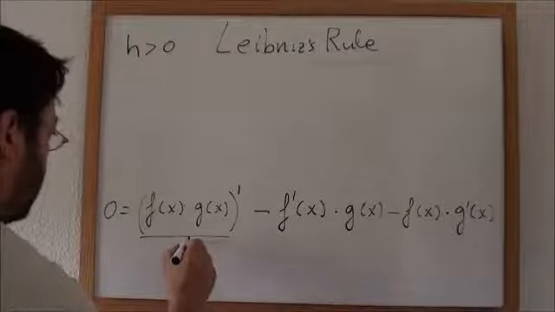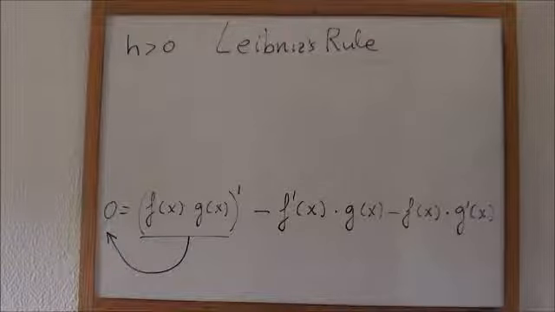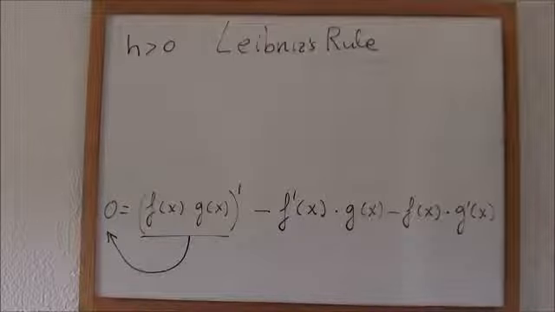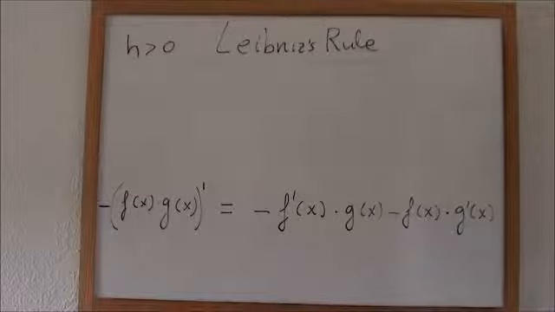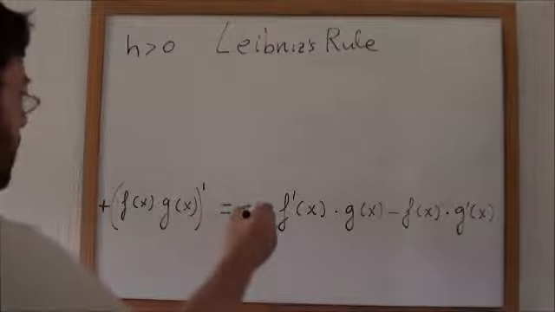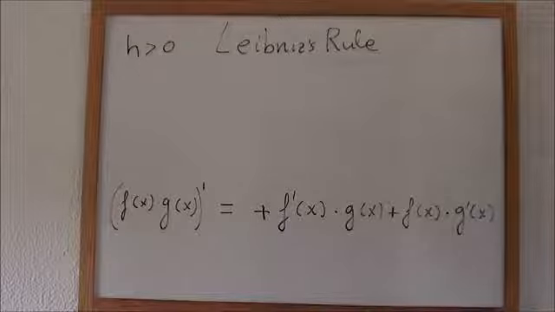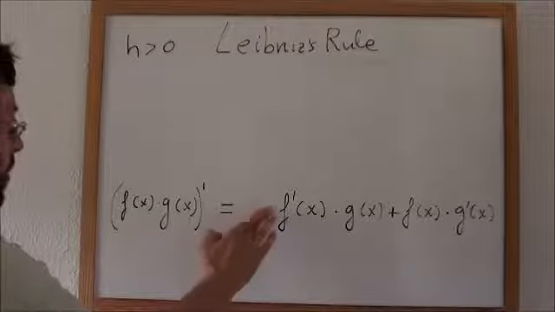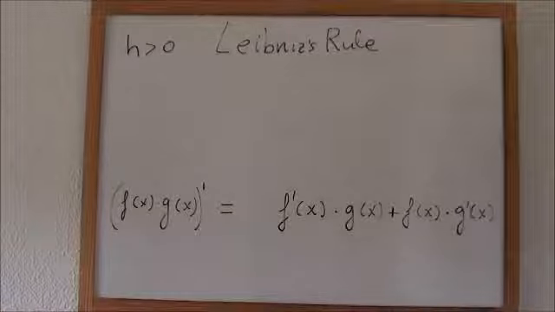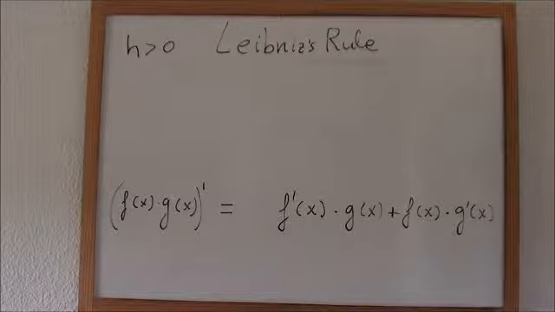Let's move this term to the other side. Let's change the signs. And we have proven Leibniz rule: the derivative of a product of two functions f of x times g of x equals the derivative of the first function times the second function plus the first function times the derivative of the second function.